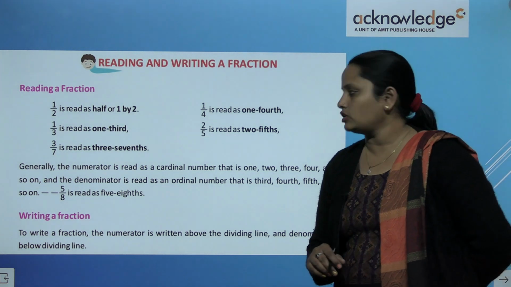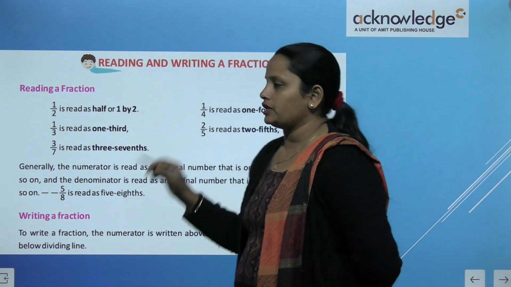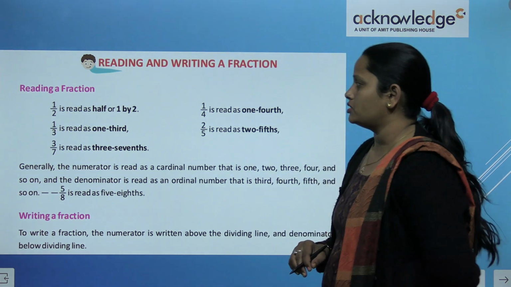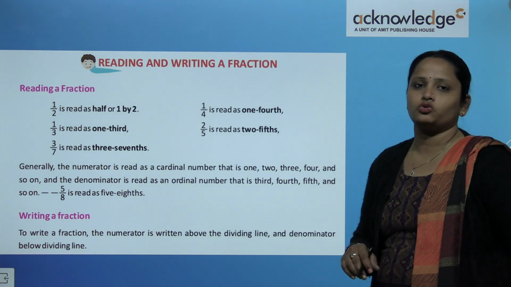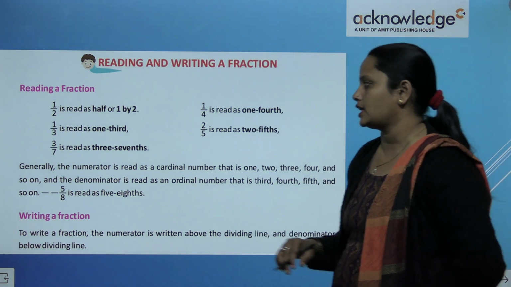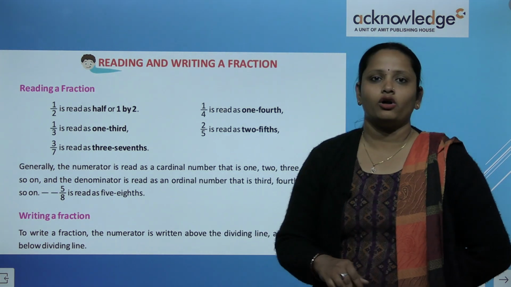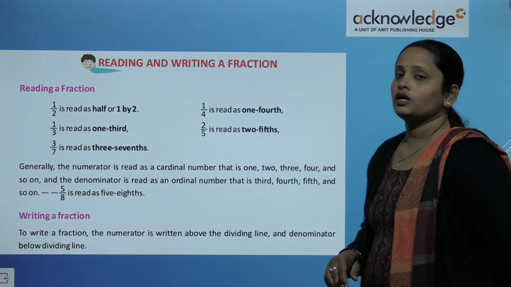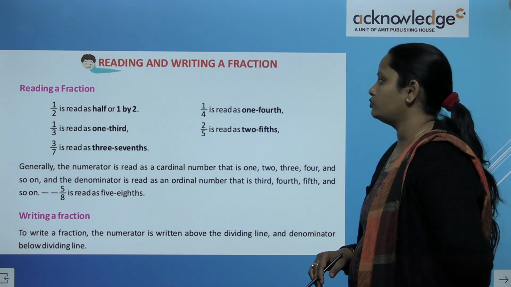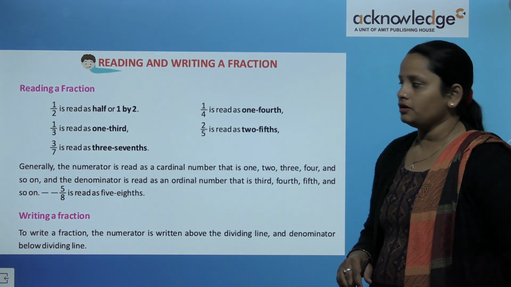So children, this you have to keep in mind. जब भी हम न्यूमरेटर को पढ़ेंगे हम उसमें कार्डिनल नंबर्स यूज करेंगे 1, 2, 3, 4 जो हम स्पेलिंग्स लिखते हैं. लेकिन जब डिनोमिनेटर की बात करनी है तो हम उसमें ऑर्डिनल नंबर लिखेंगे, जैसे कि फर्स्ट, सेकेंड, थर्ड, फोर्थ, फिफ्थ. क्लियर?